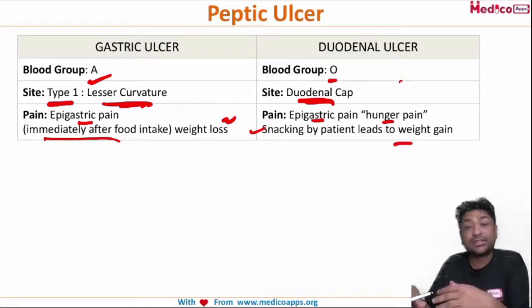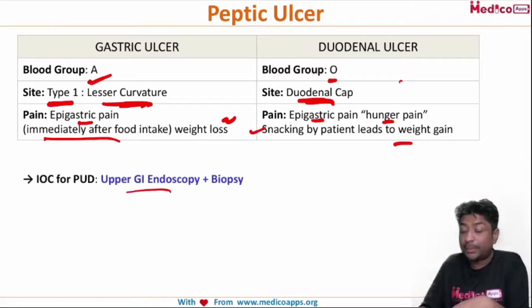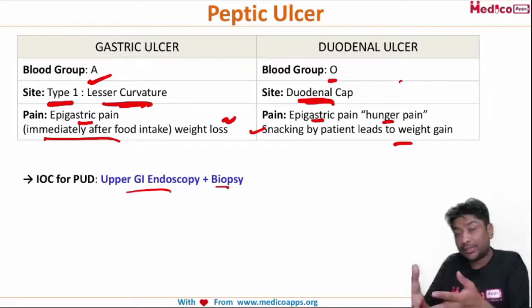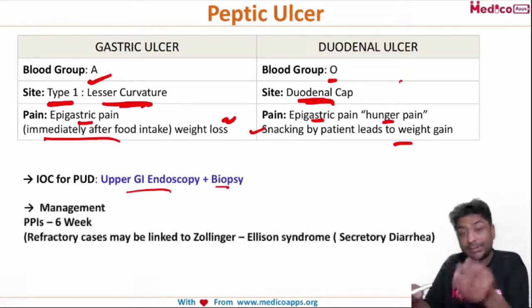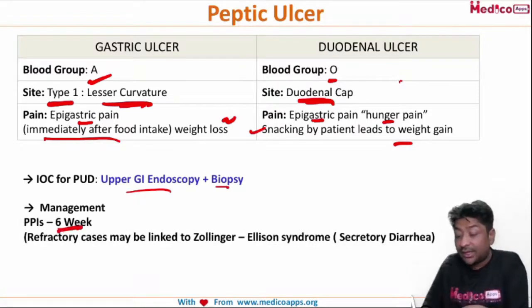What is the investigation of choice for peptic ulcer, either gastric or duodenal? Basically you do upper GI endoscopy and you can do a biopsy to look for H. pylori. How do we manage it now? Typically, since there is acid production, you use PPIs. PPIs are very effective. The ulcer healing time, remember, is 4 to 6 weeks, so we use PPIs for almost 6 weeks to manage these patients.